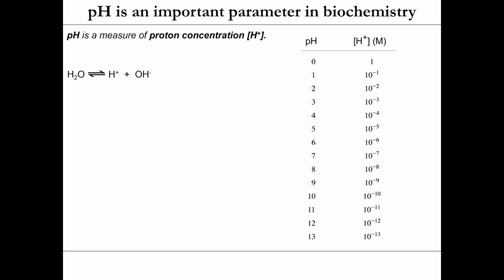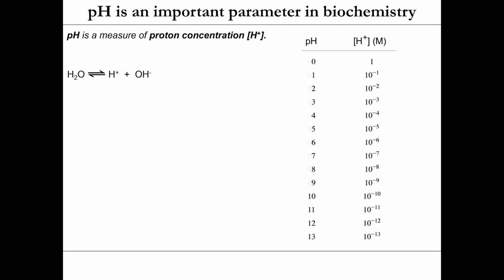So now that we've covered the units of concentration, we can start talking about pH. And so pH is a very important parameter in biochemistry, and most of what we're going to talk about today is going to be involving pH. So pH, put simply, is a measure of proton concentration. So protons are signified by H+, so they're just a hydrogen atom, and they have a positive charge.